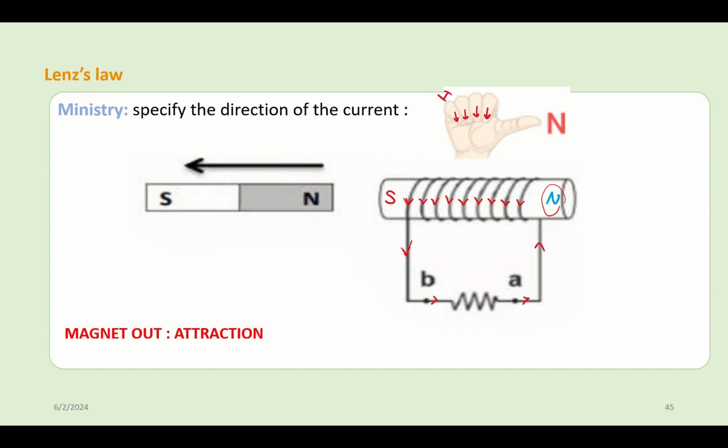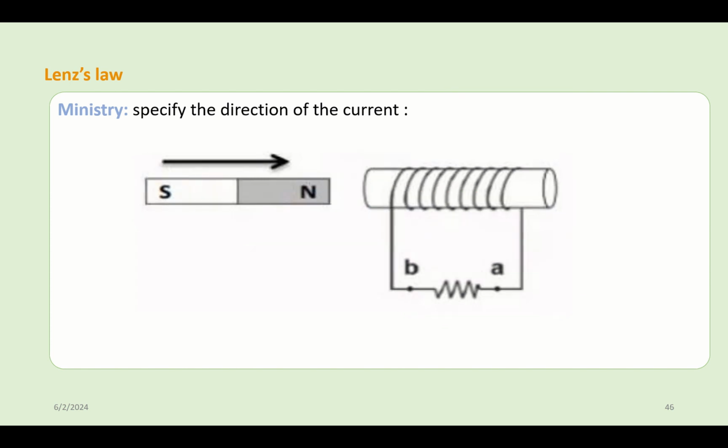You can continue with the wire. You can see that the current is flowing from B to A. Another example, here we are approaching north. This coil will repel it because magnet in, repulsion. What repels north? North. So here we'll have a north, and on the far side we will have a south pole.